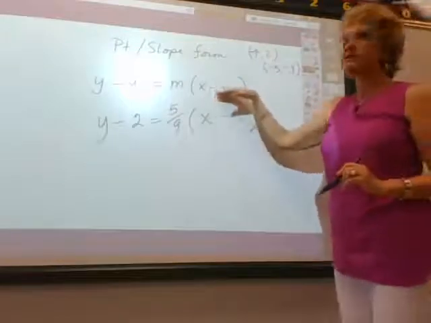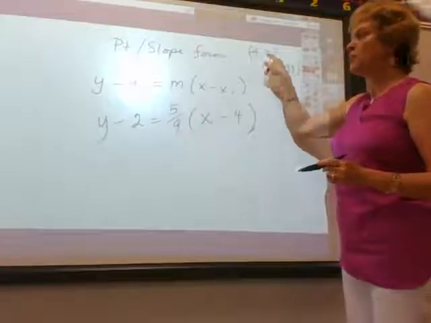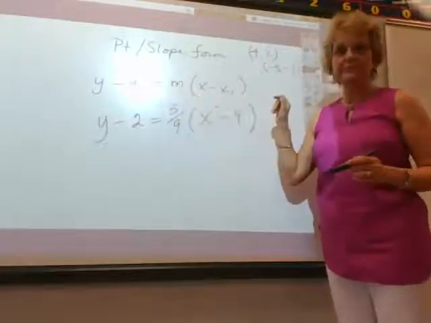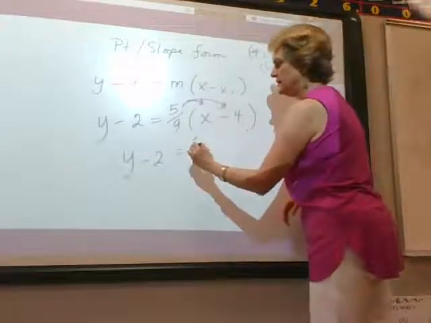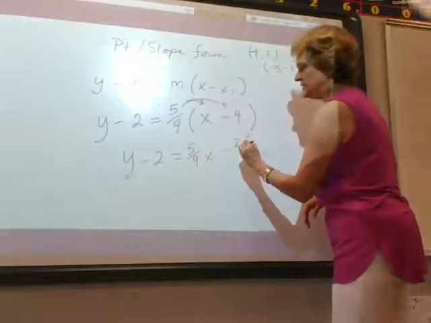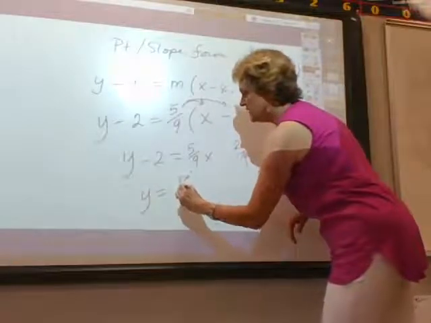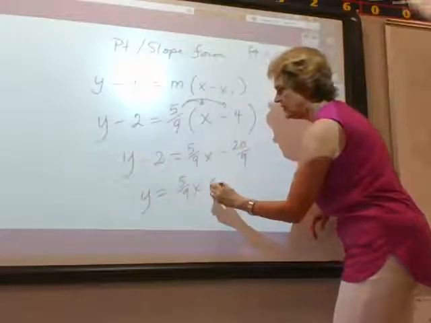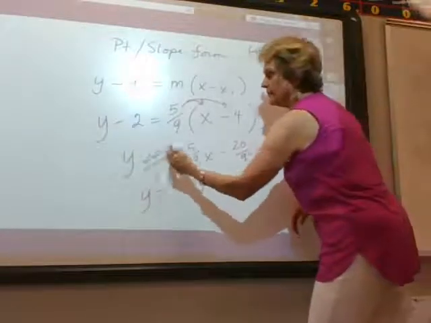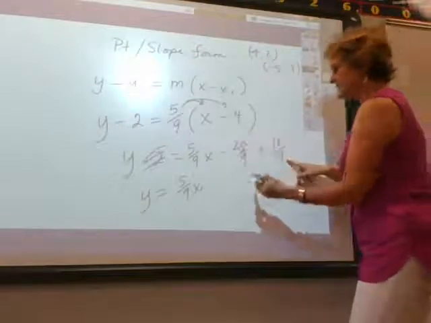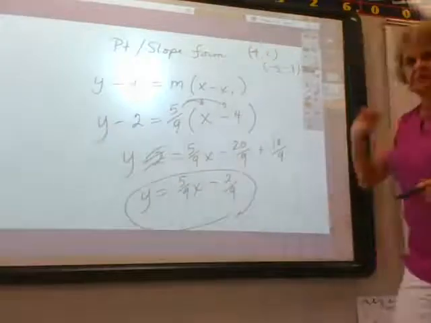So into this point slope, I have plugged in the slope I found and one of the points, the x and the y, for y1 and x1. So y minus 2 equals, now I'm going to distribute right here, 5/9 x minus 20/9. Now I'm going to add 2 to both sides to get rid of it here. And remember, I'm adding 2 in the form of 18/9. Okay, so negative 20/9 plus 18/9 is negative 2/9. And that's the same thing that I found the other way.